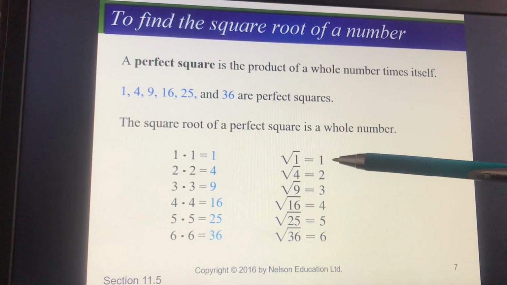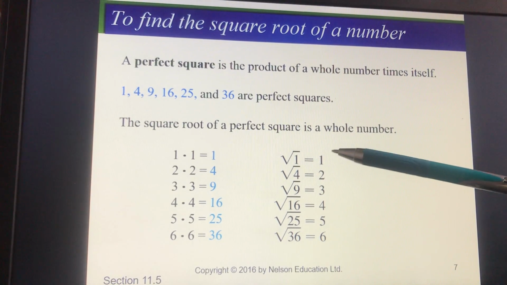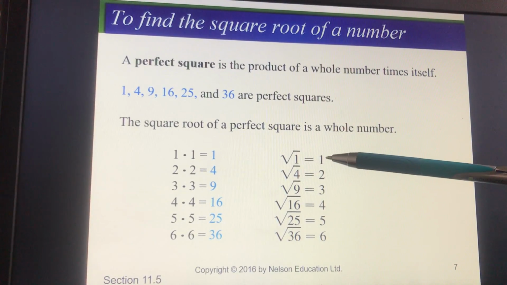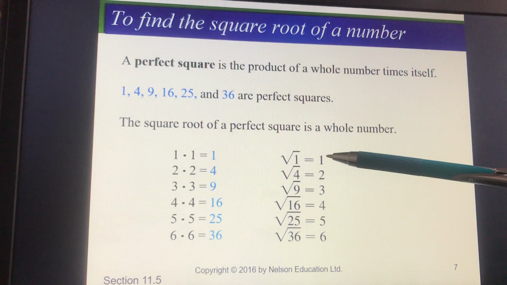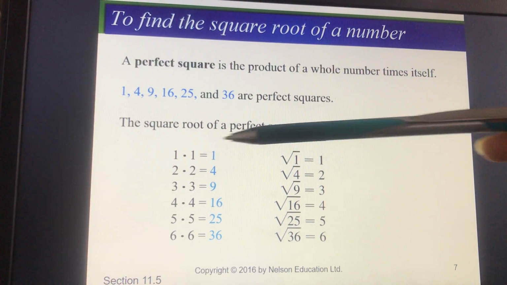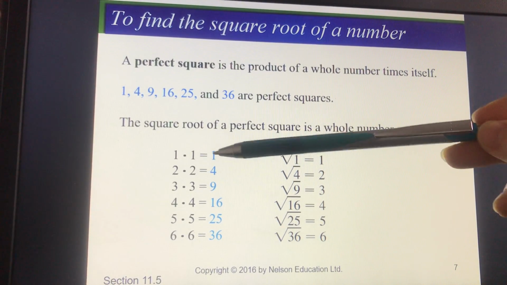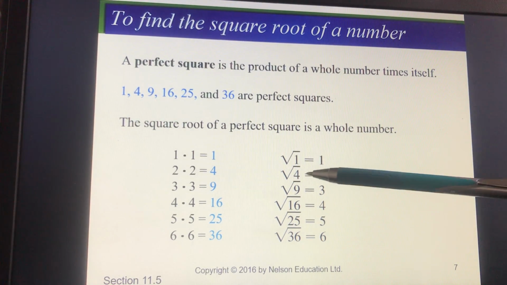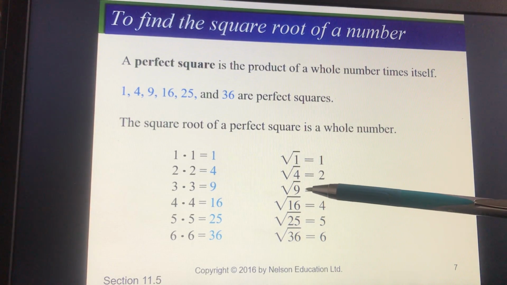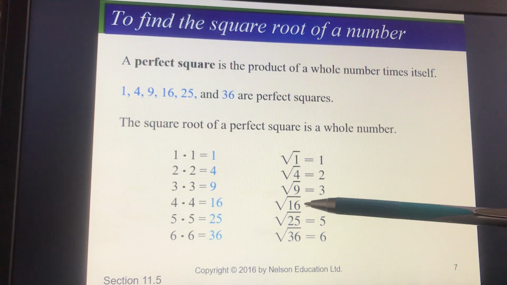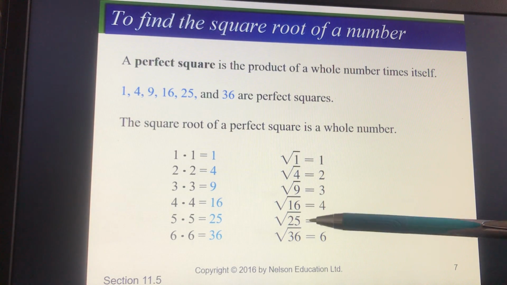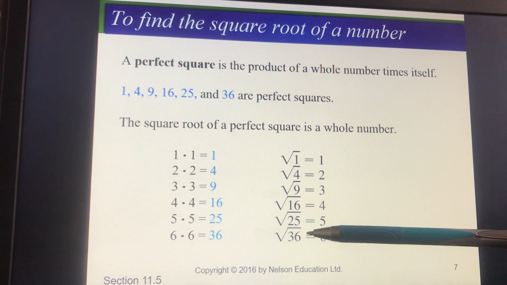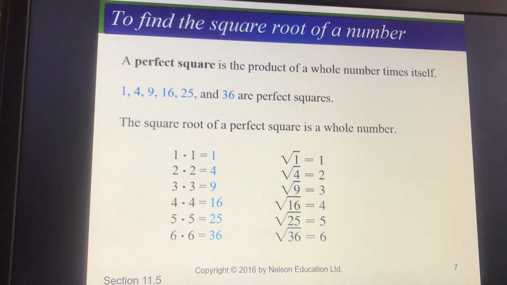And they do have a natural number as their square root. Since 1 times 1 is 1, the square root of 1 is 1. 2 times 2 is 4, so the square root of 4 is 2. Square root of 9 is 3. Square root of 16 is 4. Square root of 25 is 5. And the square root of 36 is 6.